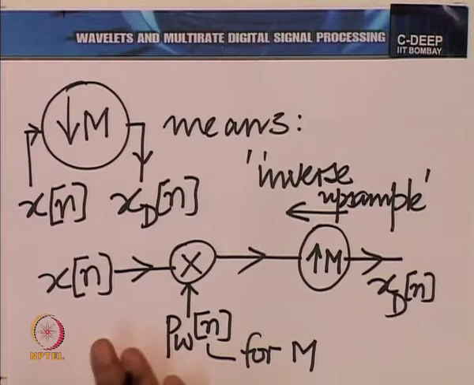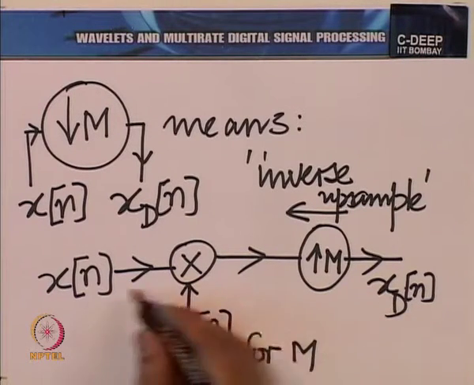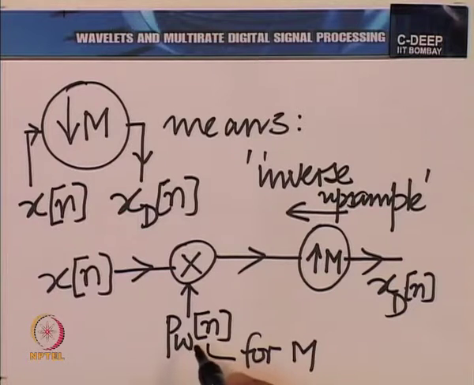Now, if we view the downsampling operation this way, it is again very clear why it is not invertible. This part is invertible, but this part is not, because you cannot divide by PWN. PWN has zeros in it, you can't divide by them. That is another way of viewing it. And of course, this will also get manifested in the Z domain, but subtly.